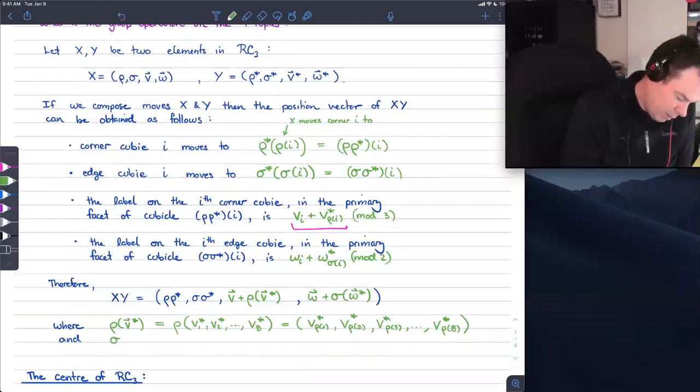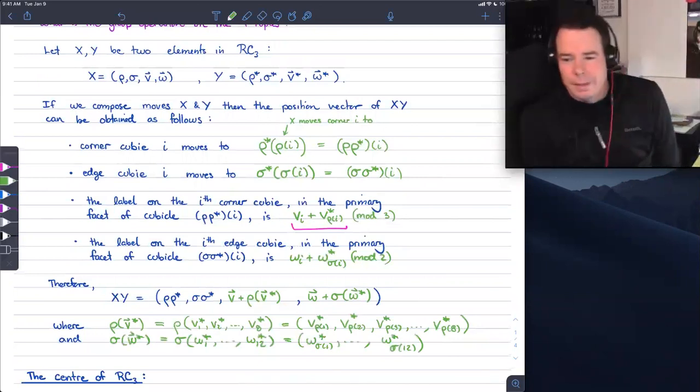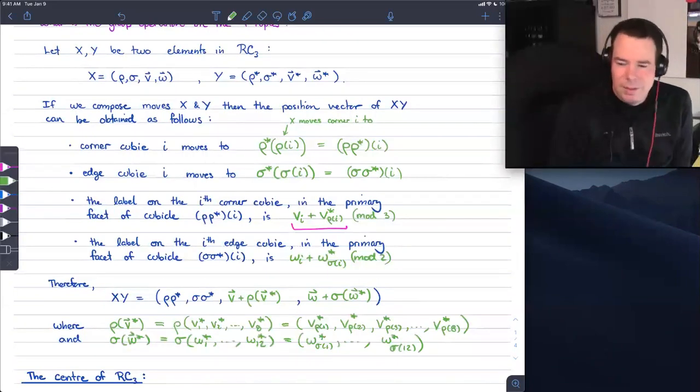And similarly, sigma of W star, which is sigma of (W1 star, all the way up to W12 star), is equal to W sigma(1) star and so on down to W sigma(12) star. Okay, that's just the gory little nitty-gritty details of what these things actually mean.